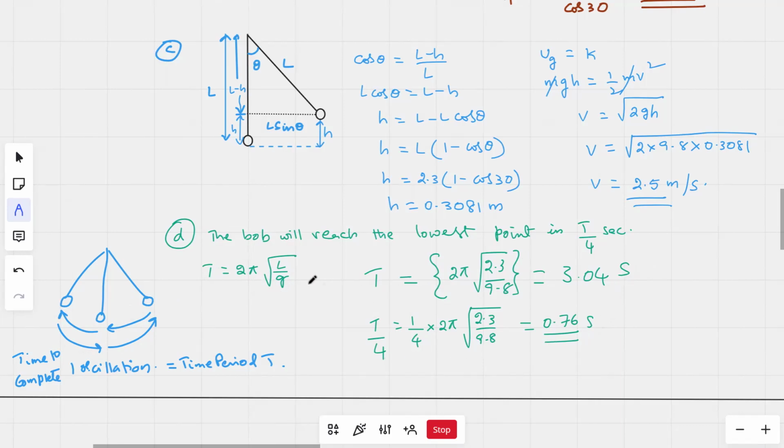So T is equal to 2 pi root L by g for the simple pendulum. Therefore, T is equal to 2 pi root L, where L value we know is 2.3, g value 9.8. Therefore, T is equal to 3 seconds. And then 1/4 of 3 is approximately 0.75, or the exact value 0.76 seconds, or 0.8 seconds is the answer for this question.